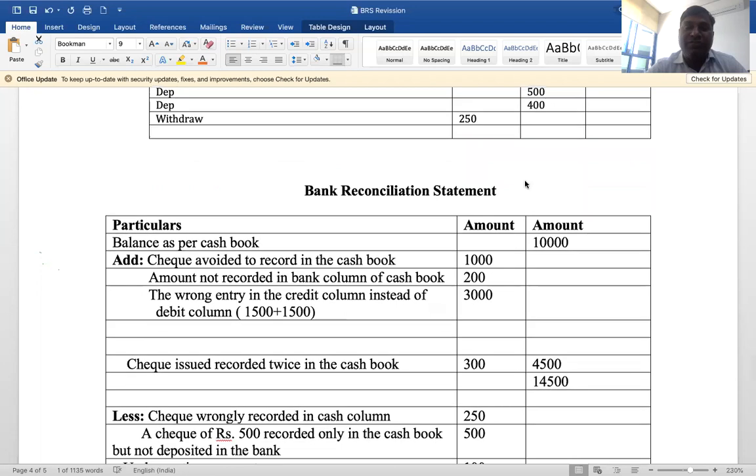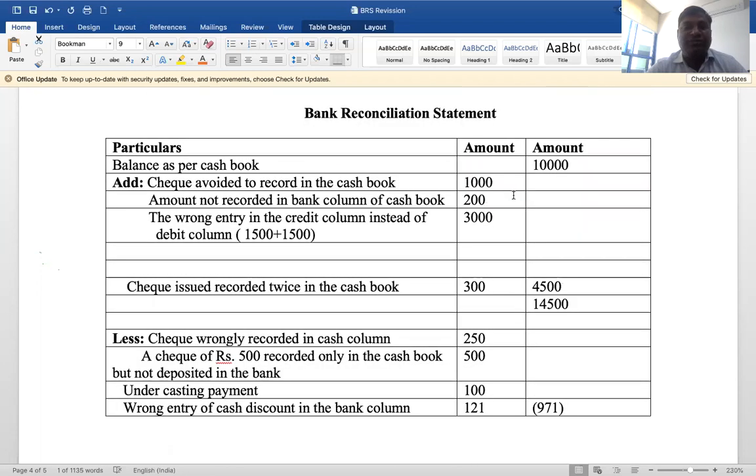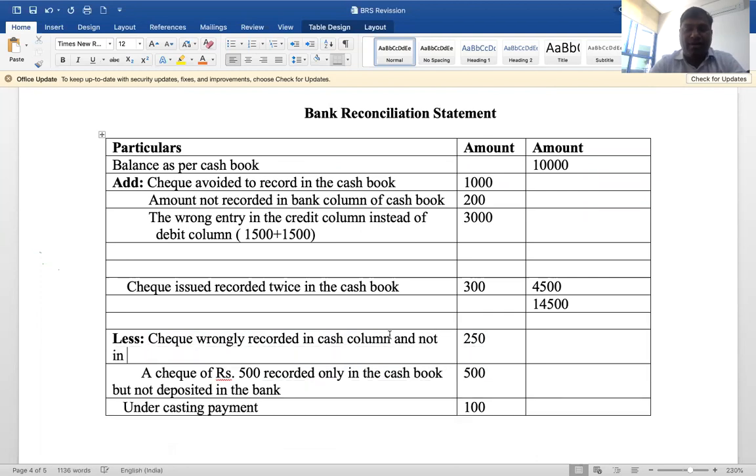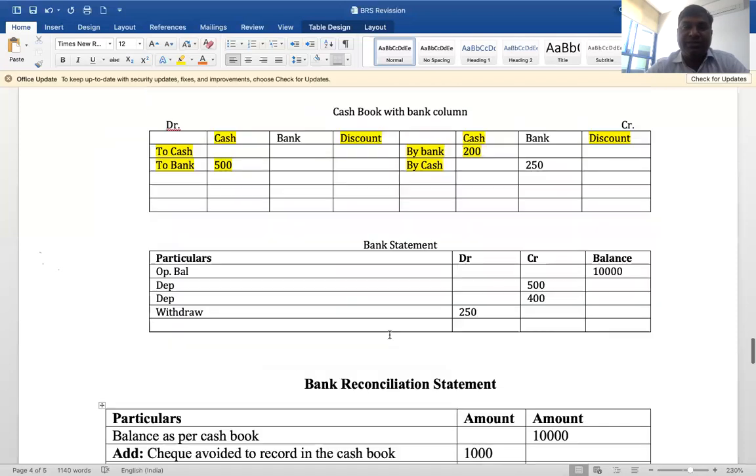You mention it by reducing from the balance as per cash book. What is this 250? What is the wording? Check wrongly recorded in the cash column, and not in the bank column. Okay, 250. Right. Next.